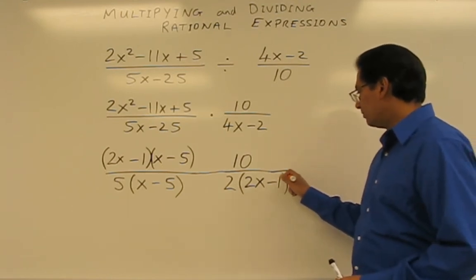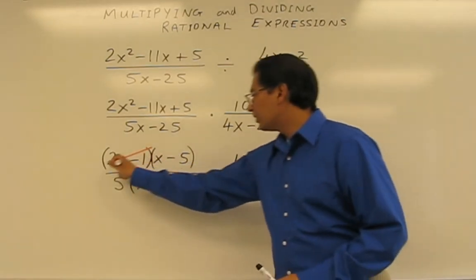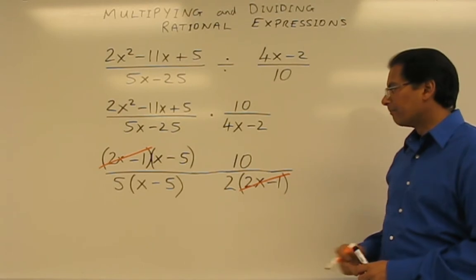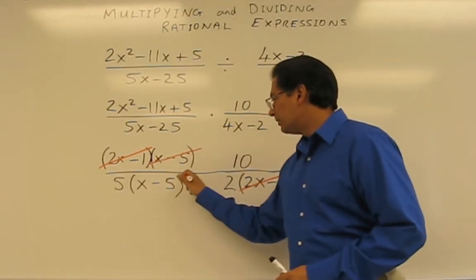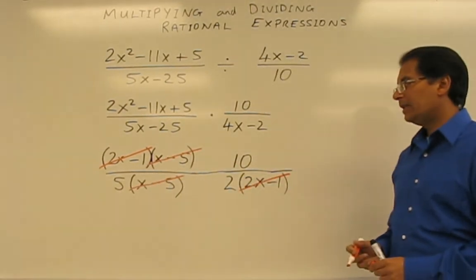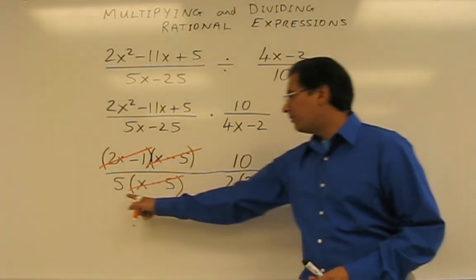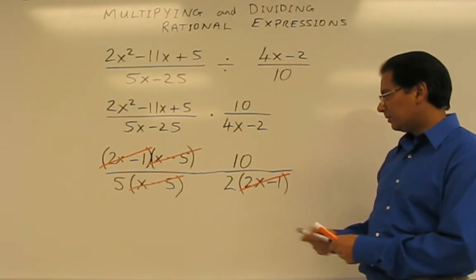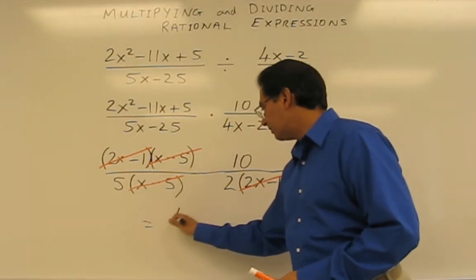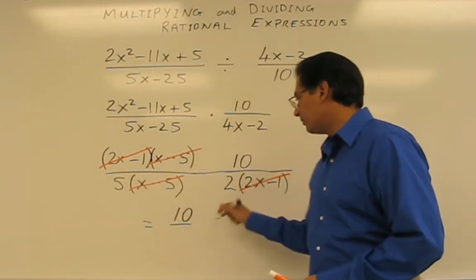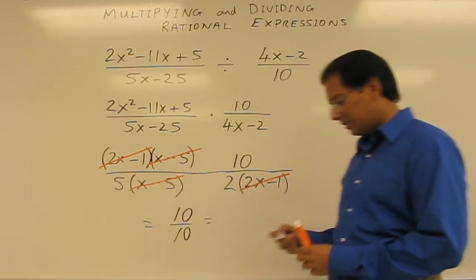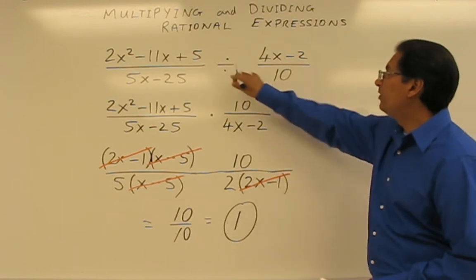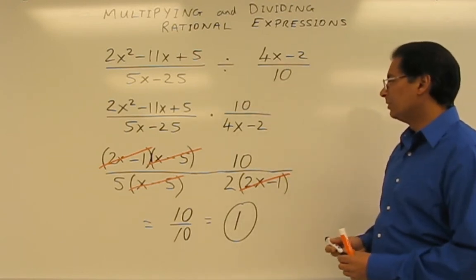For example, 2x minus 1 and this 2x minus 1 would cancel out because the division of those equals 1. X minus 5 divided by x minus 5 is 1, so those would cancel out. And then 5 times 2 is 10. In other words, we're going to be left with 10 divided by 5 times 2, which is 10. Well, what does that give you? That gives you 1. So this division leaves us with just 1.